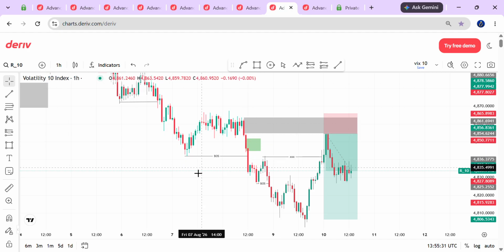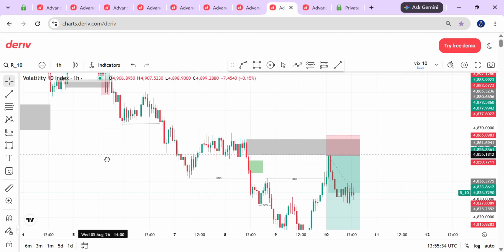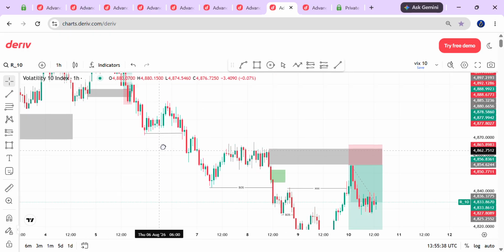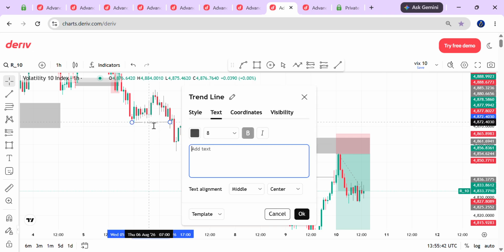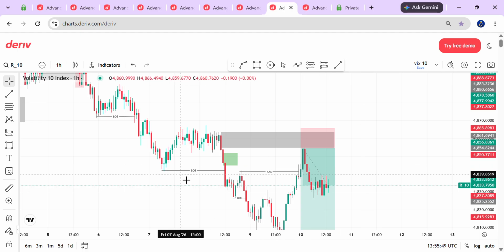This is a trade I picked. How did I pick this trade? How did I go about this trade? I know now that the market is in a downtrend. I have my break of structure to the downside, again and again, then I also have my break of structure to the downside.